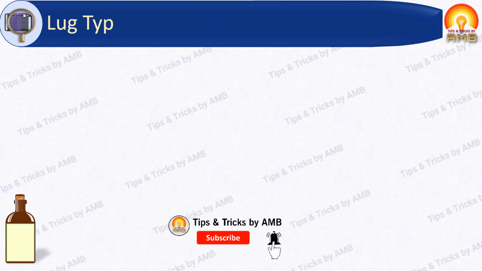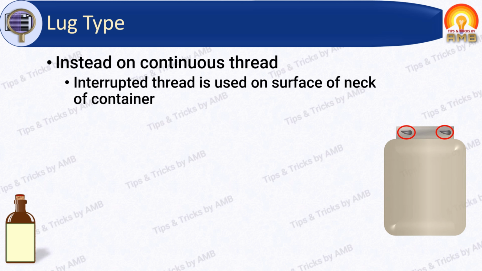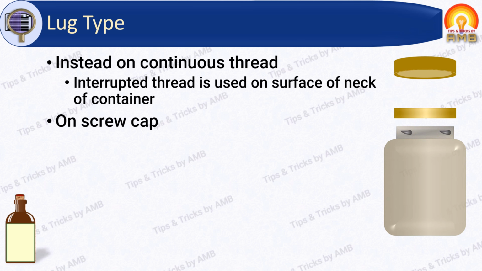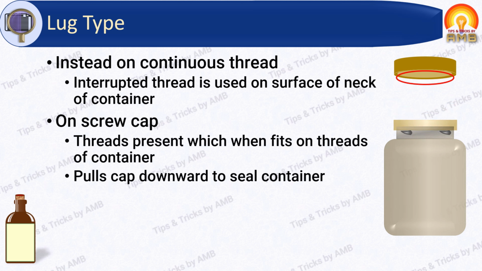Next is the lug type screw closer. In this type, instead of continuous thread, the interrupted thread is used on the surface of the neck of the container. On the screw cap, threads are present which when fit on the threads of the container, pull the cap down to seal the inner surface of the wad and liner against the container.